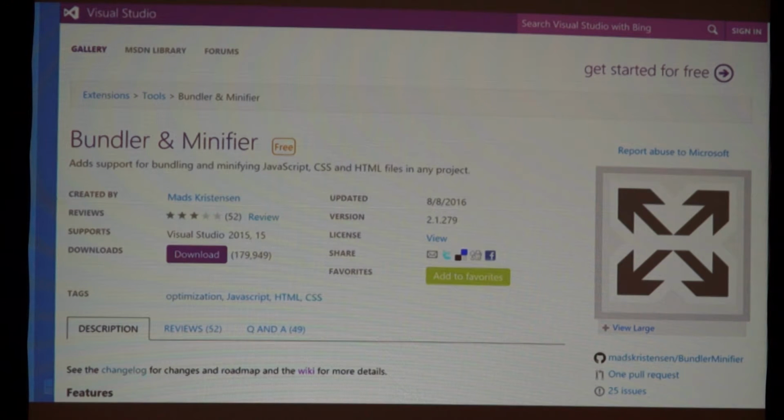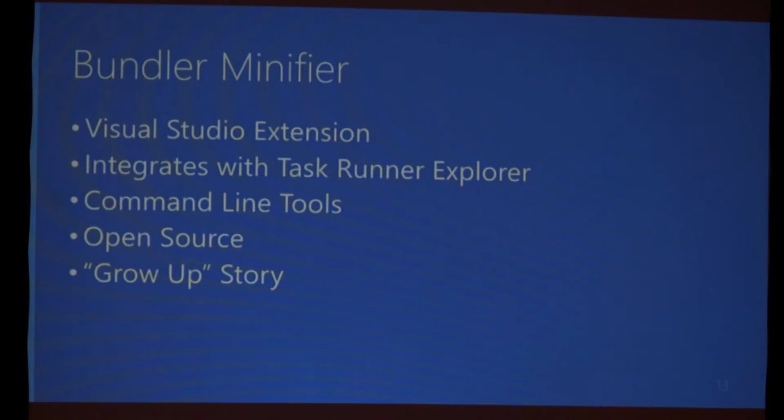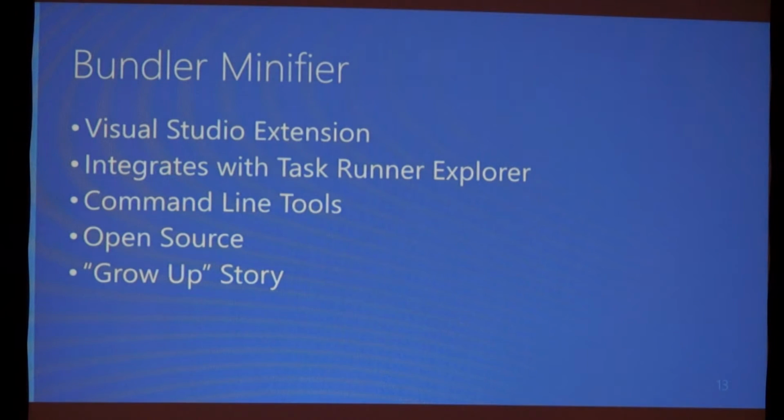So this actually kind of snuck in right when we shipped the release. And like I said before that, it was NPM and Gulp. At release, what we did was we're using this Bundler & Minifier. This is a lot of different things. It is a Visual Studio extension, but it's integrated into the Task Runner Explorer, and it's also a command line tool. So it works great in Visual Studio, but it also works on a Mac and Visual Studio Code, whatever, right? So it's command line. It can all be run from command line. It's open source, and it's also kind of got this grow up story, which I'll talk about.